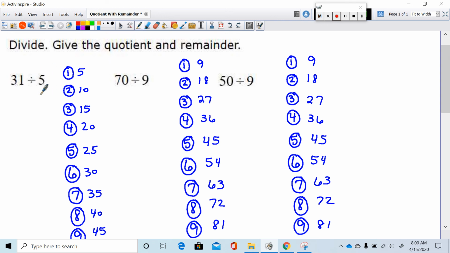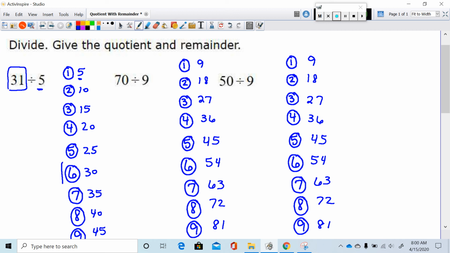You take the number you're dividing by and start with that number on the list, and then you add that number each time. So 5 plus 5 is 10, 10 plus 5 is 15. You go down the list and you always make a list of 9 numbers. Now what you want to do is take this number that's out front and pick the number on the list that's the closest to that without going over.